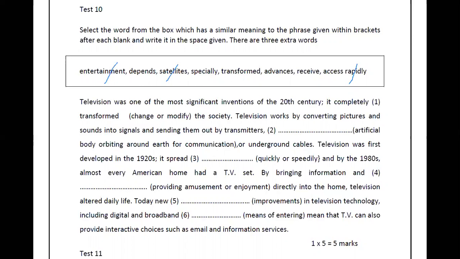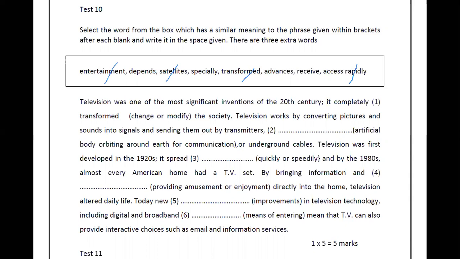Does it depends? No, depends means something else. Does it specially? No. Is it transform? No, they have already used transform. I forgot to cut it off. Cut it off here. Advances. Yeah, it seems okay. Receive. No, receive means you get something. Access means you have the way to go or you have the way to enter. Yeah, then the word here should be advances. That's what you call your level, ordinary level, and the other level, advanced level. That's a bit high, and this is a bit improved. So here the word should be advances.